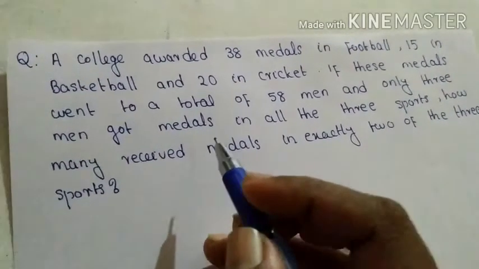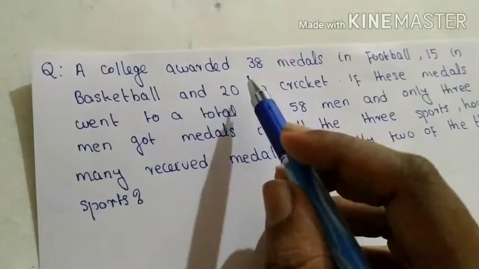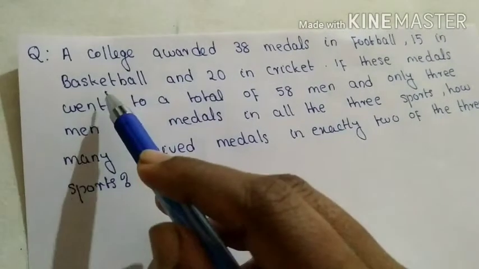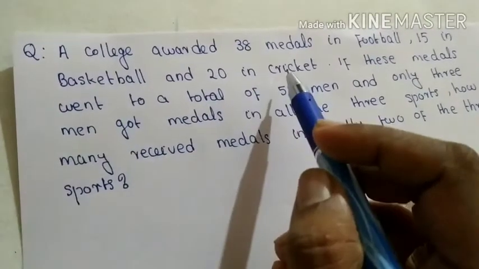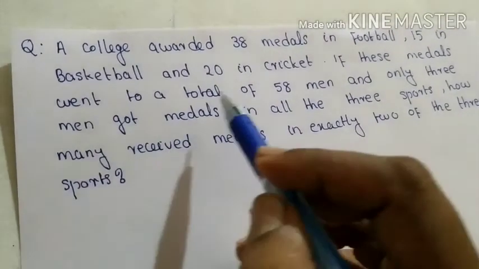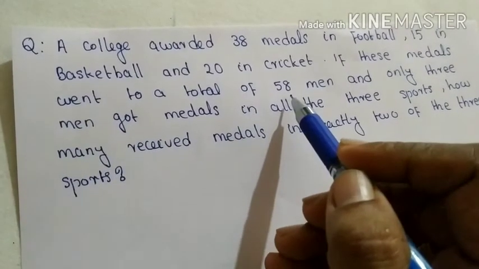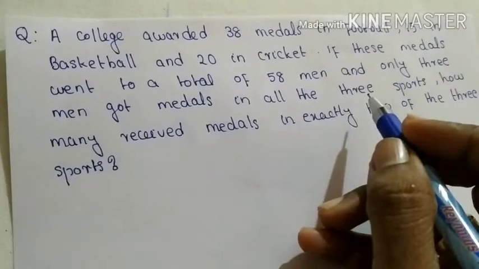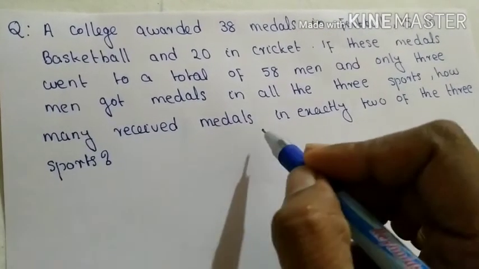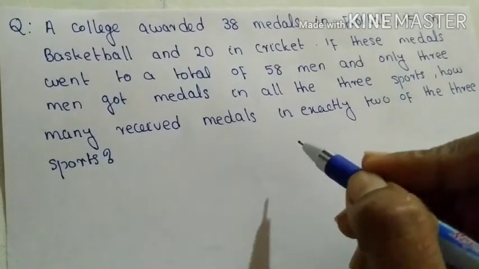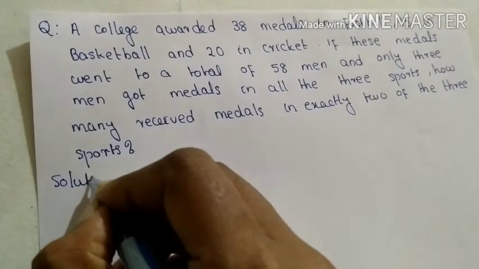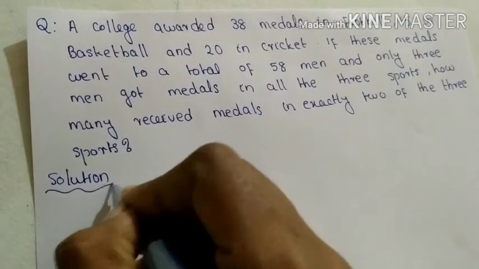This is our next question. A college awarded 38 medals in football, 15 in basketball and 20 in cricket. If these medals went to a total of 58 men and only 3 men got medals in all the 3 sports, how many received medals in exactly 2 of the 3 sports? So let's start the solution of this question.